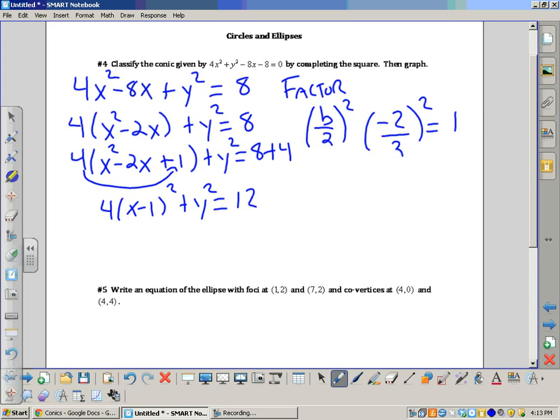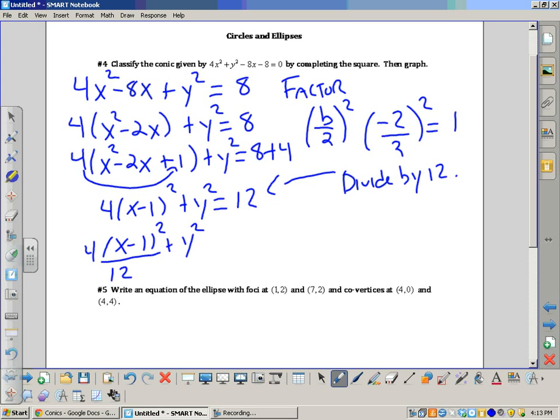And remember on the last slide on video 1, I said that the last term here had to be a 1. So we're going to divide by 12. And we can simplify, and we will have the equation of an ellipse. So this is an ellipse.